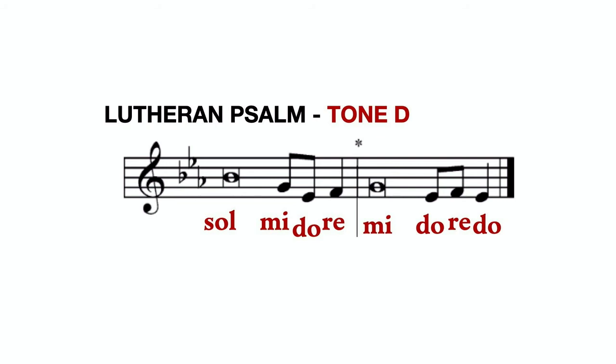Fi, sol, mi, do. So sing with me if you could. Here's sol. You can just sing it on sol. You can be in my music class. It is Sunday school after all. Ready? Here we go. Sol, mi, do, re. Mi, do, re, do. Do that again. Sol, mi, do, re. Mi, do, re, do.